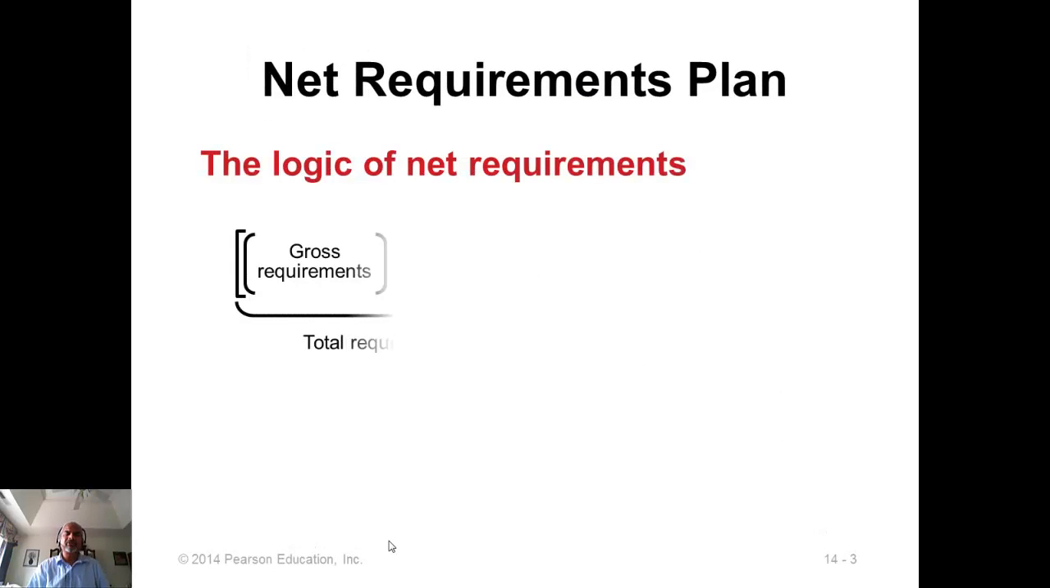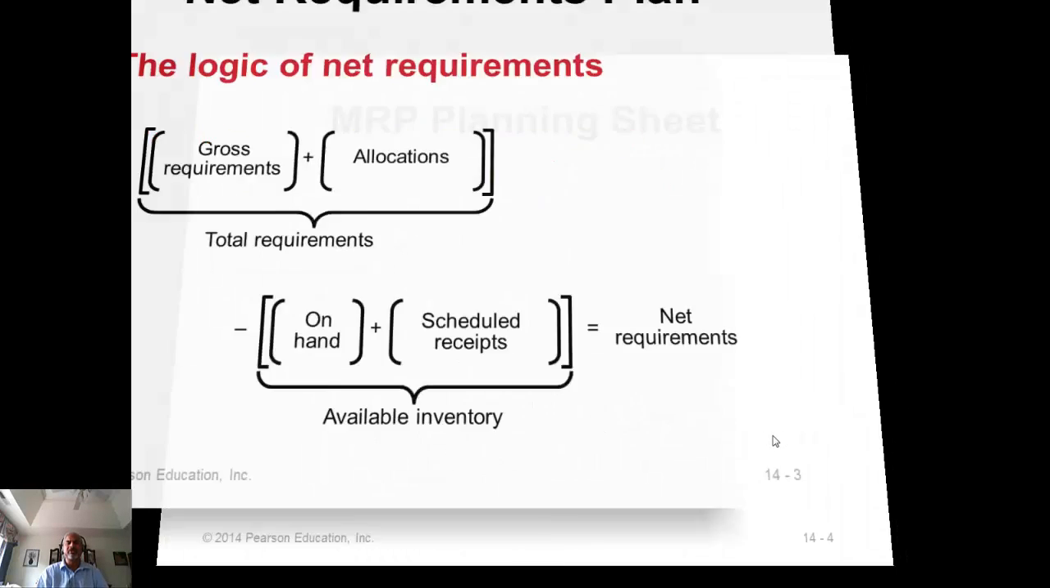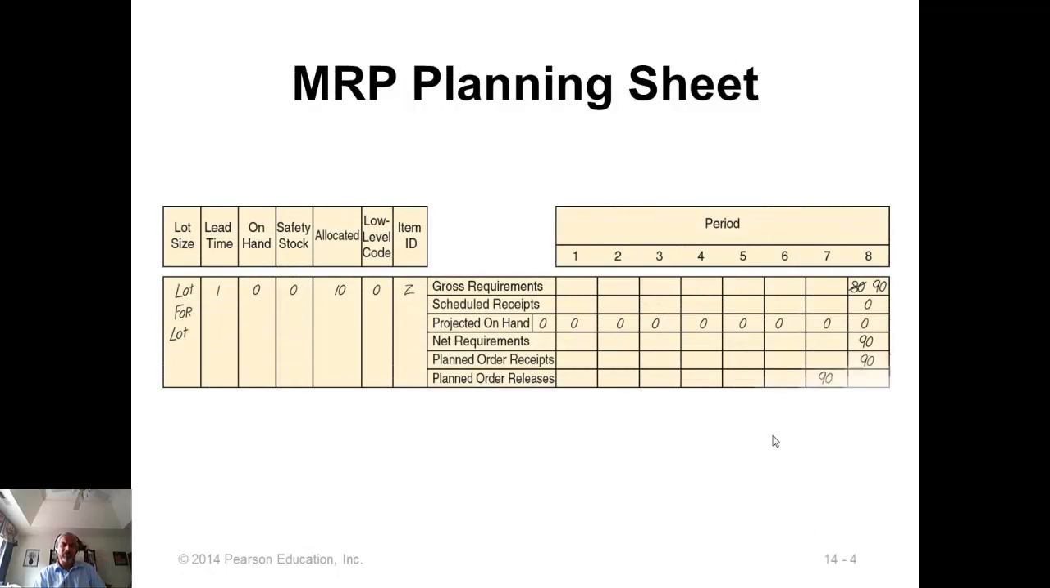And then you have to net those gross requirement quantities. So gross requirements plus allocations, these are the independent demands. So you add those two, you get the total requirement, and subtract on hand and scheduled receipts. This is the available inventory, and that gives you net requirement, and then you apply lead time to get when it is to be ordered. So this is the record in which we will be doing the MRP computations. This is called MRP Planning Sheet. We'll work out examples of that also in the next few videos.